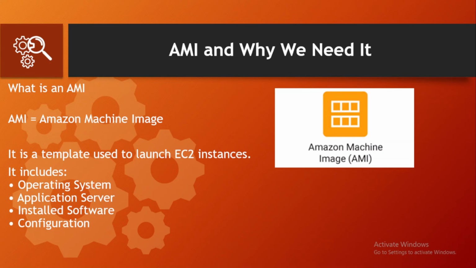In the previous video, we talked about some basic networking concepts required to launch an EC2 instance. Now in this video, we are going to learn something very important which is called an AMI. AMI stands for Amazon Machine Image. So in this video, I'll explain what an AMI is, why we need it, how it works, and where it is used in real cloud environment. By the end of this video, you will clearly understand the concepts of AMIs.